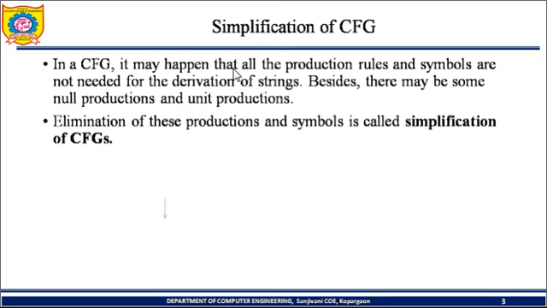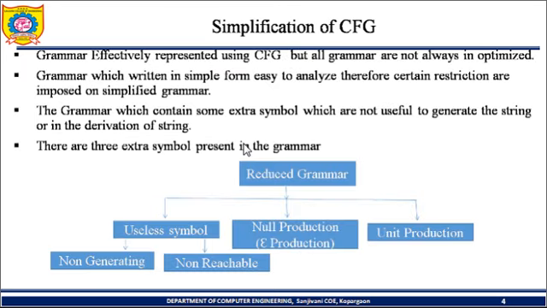It means whenever we want to derive a particular string from the grammar, there may be some symbols and some productions which are extra, which are not needed for the derivation of the string which belongs to the given language. So those symbols and productions must be eliminated from the given grammar, and that concept is called simplification of the CFG.